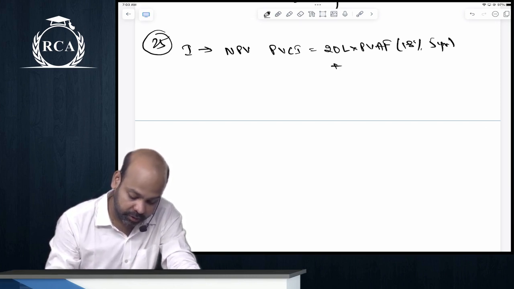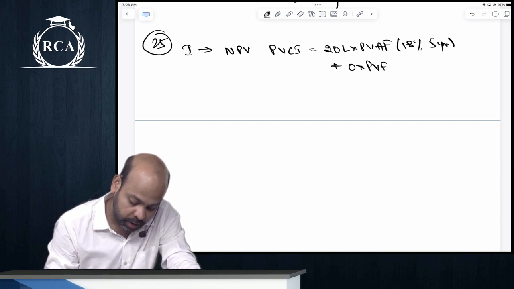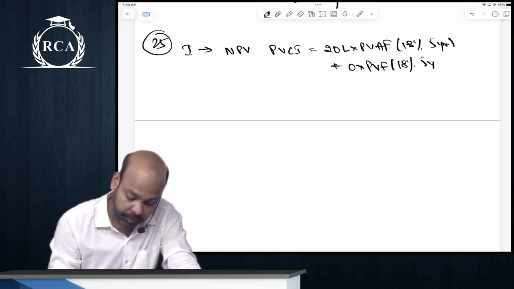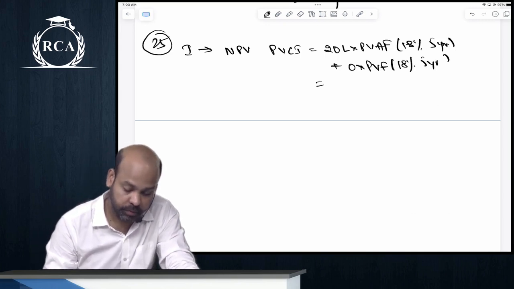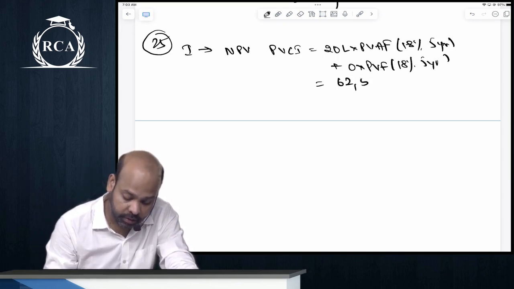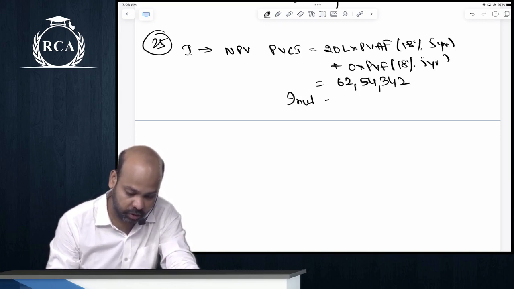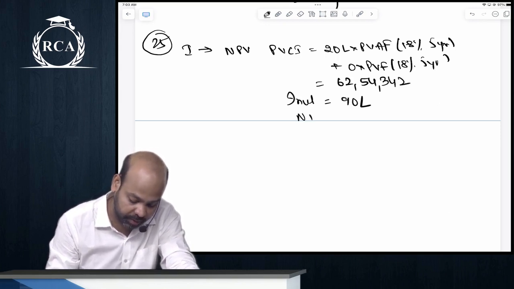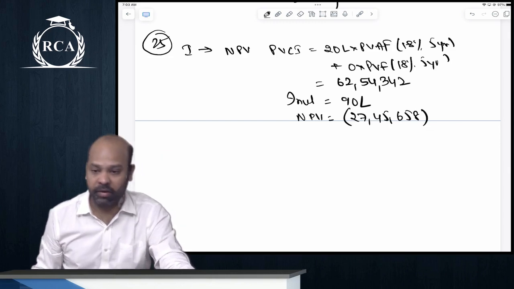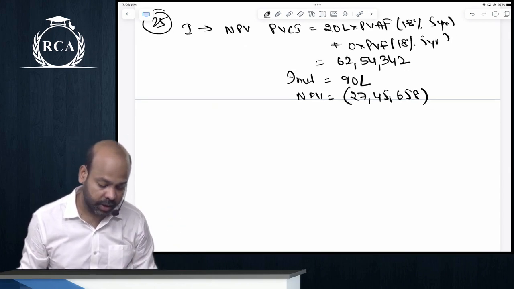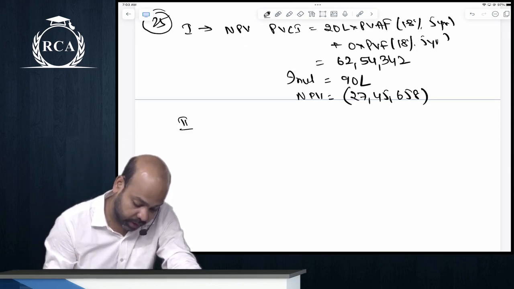एक second. Salvage value 0 है ना first case में? The salvage value is 0 guys. So the present value of cash inflows is how much beta? 62 lakhs 342 guys. Your investment guys in all the three cases is 90 lakhs. Your NPV beta would be negative 27 lakhs 45,658. This is your negative NPV guys.